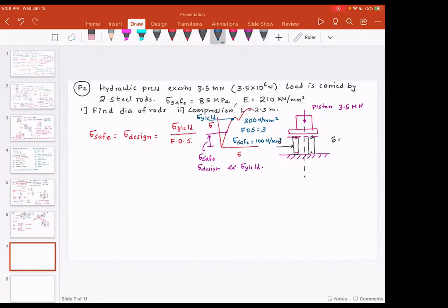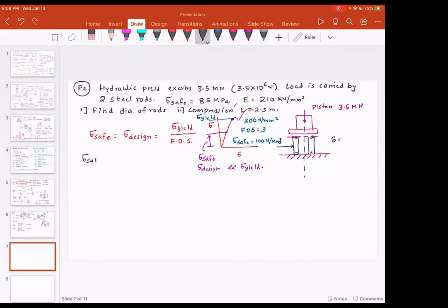But you have to have a balance, because if you increase the factor of safety, the dimensions are going to become larger. For example, if you have an aircraft, you cannot use a very high factor of safety because the weight of the aircraft increases, and that causes more fuel consumption and other problems. So you have to balance these two things. If they give you the yield stress and the factor of safety, then you can find out the design stress. But in this particular problem, the design stress is already given to us.